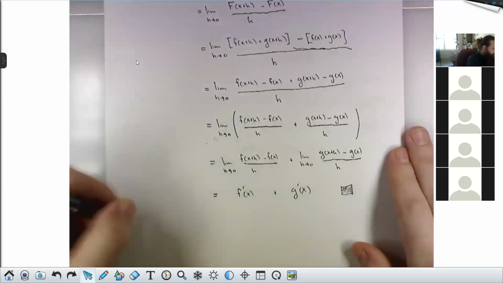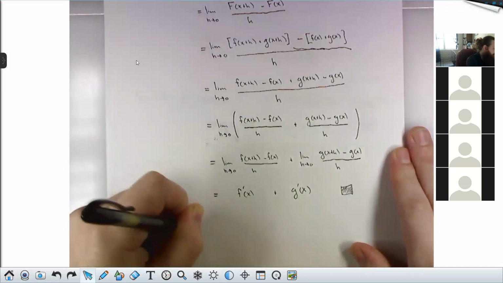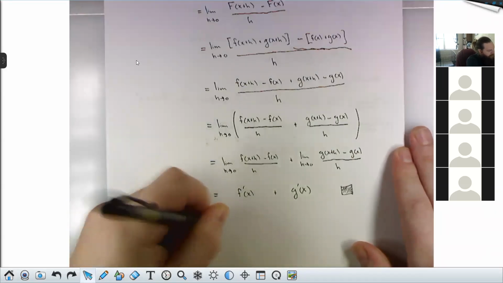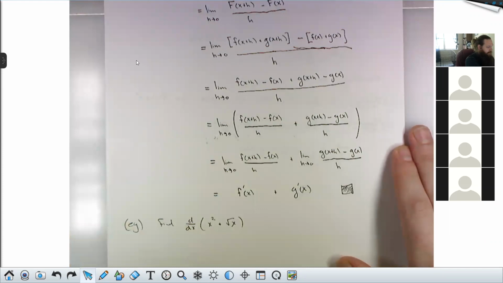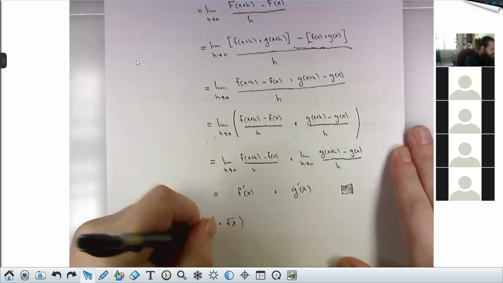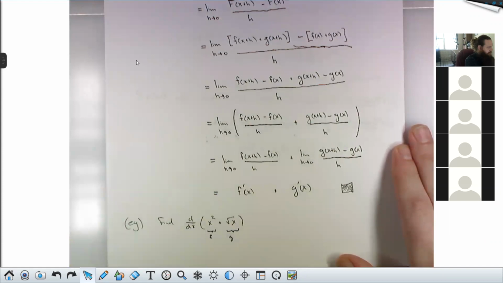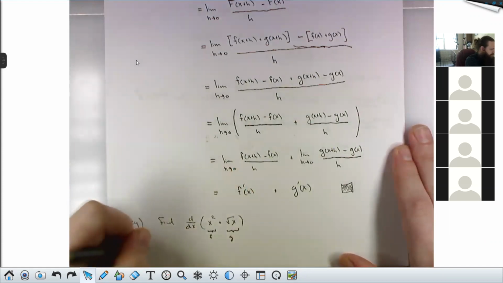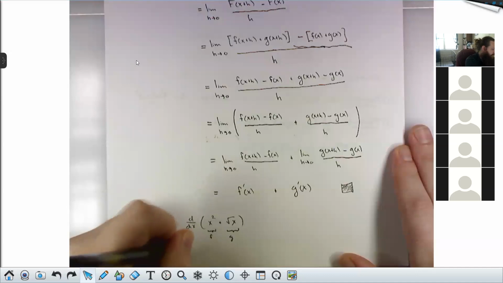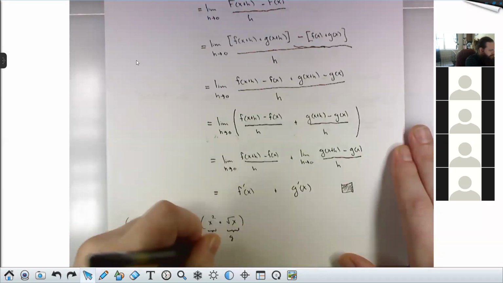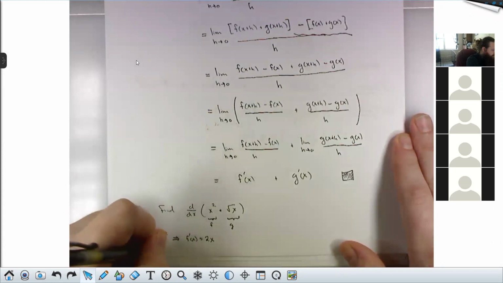So a quick example. If I wanted to find d dx of x squared plus the square root of x, we could do this now. This is my little f. This is my little g. So little f of x is x squared, which means by the power rule, little f primed is 2x to the 1, which is just 2x. Little g is the square root of x, that's x to the 1/2.